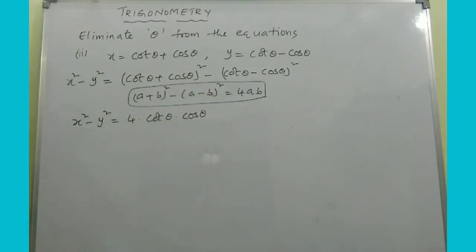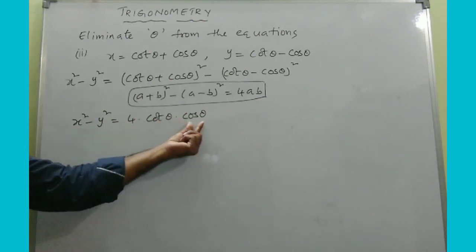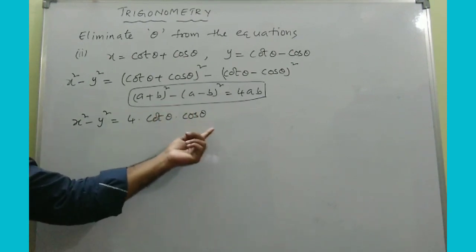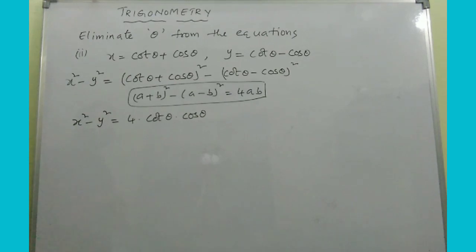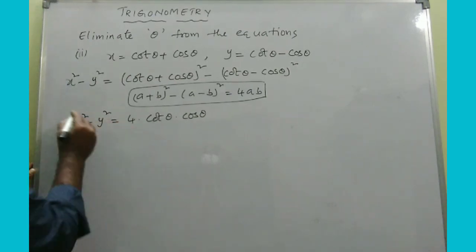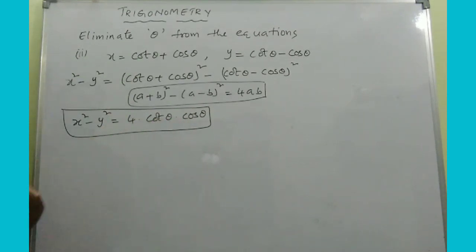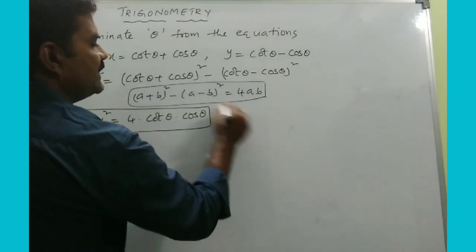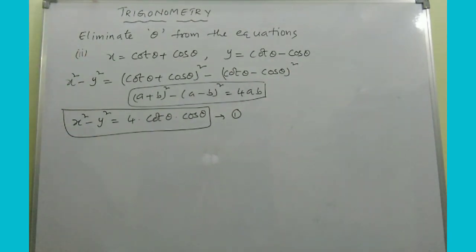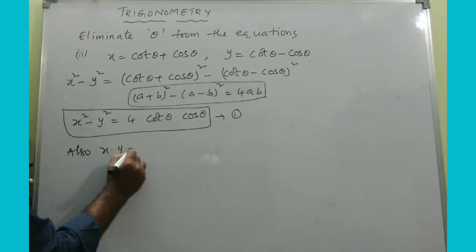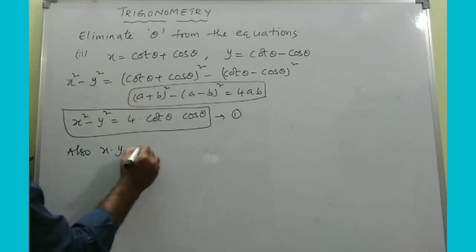Okay, but even though, no use, still theta is involved. Now we need to eliminate the theta. Earlier it was sine into cosecant, so they were reciprocals, then it is very easy. But now you see here, these are not reciprocals, isn't it? Cot theta into cos theta is not 1. Anyhow, do one thing, just consider it as equation number 1. Then also you better go for the product of these two, that is x into y.